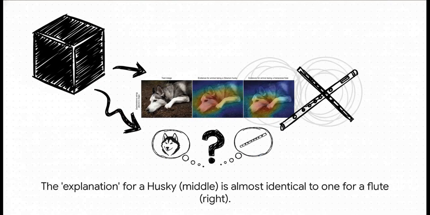This slide is the perfect example of how wild this can get. So the model correctly identifies the picture as a Siberian husky. The explanation, this heat map thing, shows us the pixels it was supposedly focusing on. You can see it's lighting up around the dog. But now look at the explanation for why this same model might think this is a transverse flute. The heat map is almost identical. This tells you where the model is looking, but it tells you absolutely nothing about why it's making its decision. The explanation is totally useless.